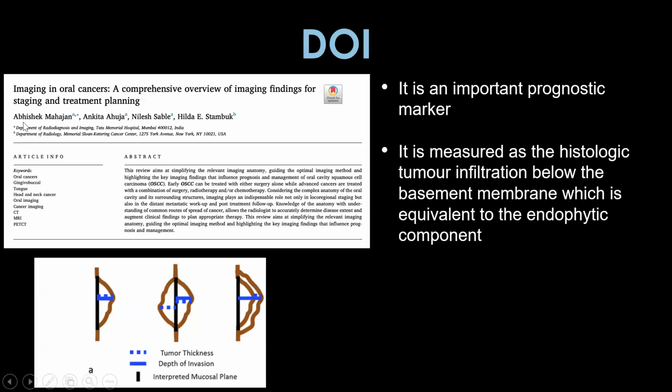This was a recent paper by Dr. Abhishek Mahajan. That has suggested the imaging role in staging and how to see depth of invasion. And so they have illustrated the difference between thickness and the depth of invasion. So you exclude the exophytic component. In case of an ulcerated lesion, you still use the mucosal line and use the depth of invasion. So the thickness will be lesser than the depth of invasion.